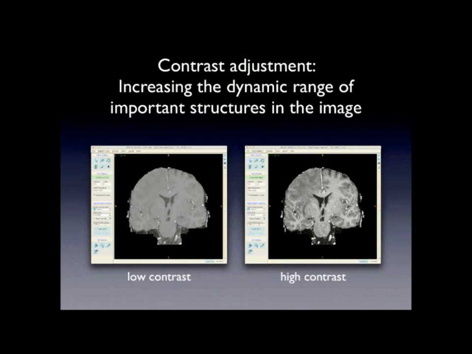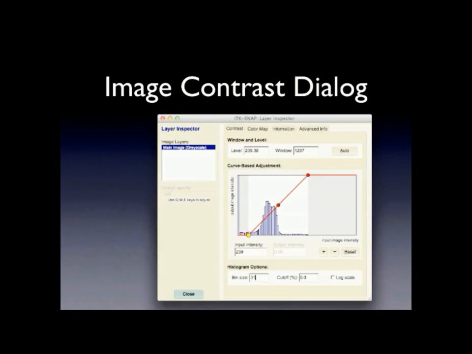What we can do is modify the contrast so that the contrast between the different tissue types is as great as possible, and that's going to help us view the image, and it's definitely going to help us with the segmentation. ITK-SNAP has an image contrast dialog. You can bring it up on Windows by pressing Control-I, and on Mac by pressing Command-I.